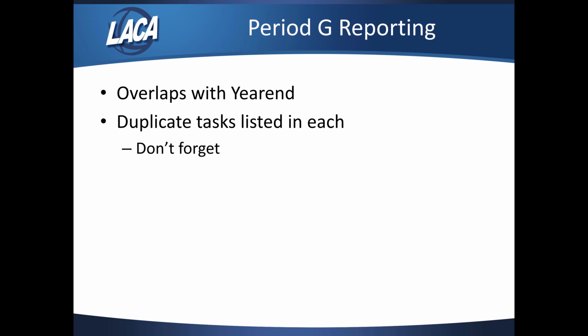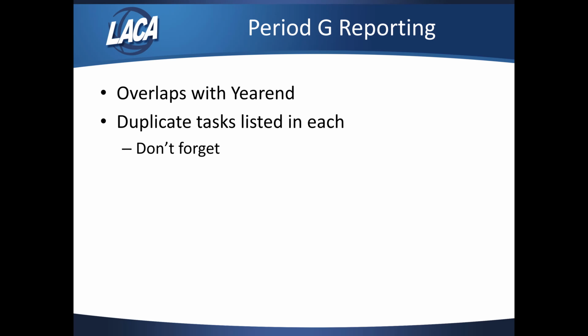Okay, graduate collection. It overlaps with year-end. This is a unique collection because this is the only collection that pulls out of both the current year and the next school year. So it will pick up students out of both. And the driving factor is the diploma date prior to the first day of next school year.